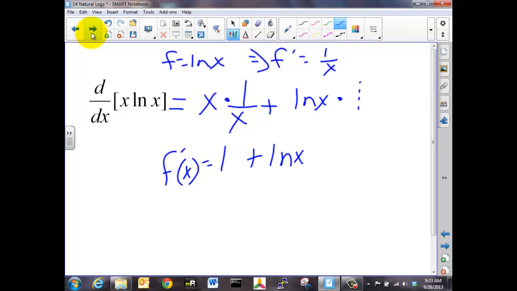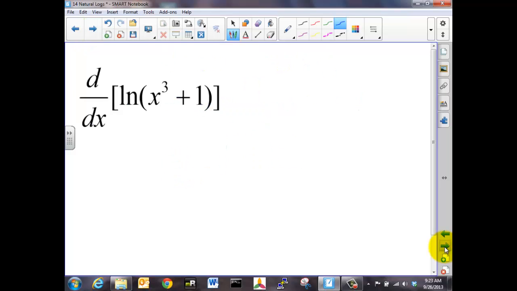1 plus ln of x. Okay. All right. See what you can do with this. I like that. Find the derivative.